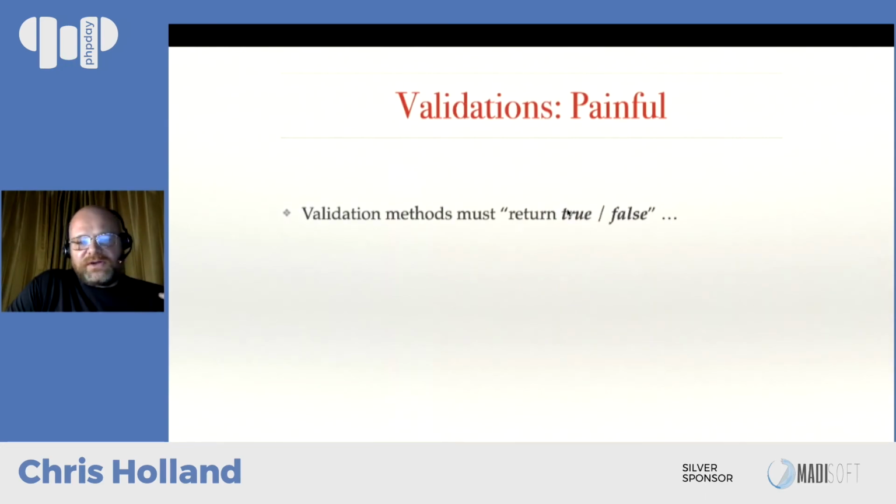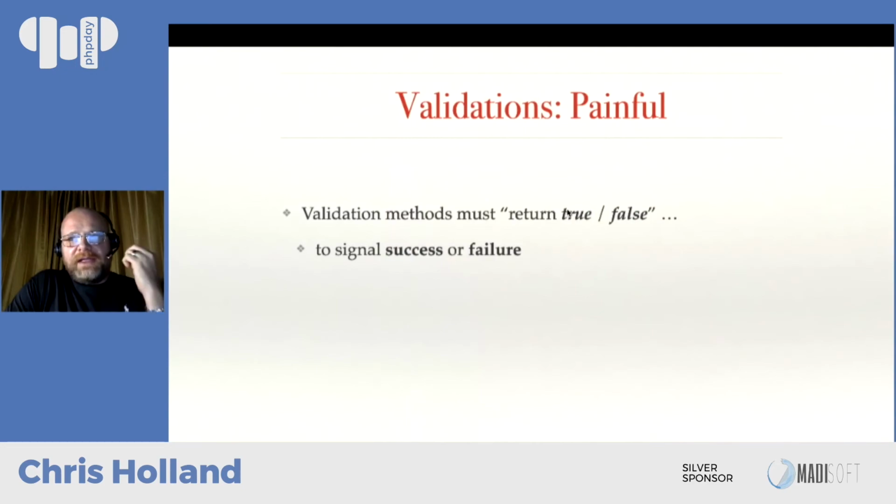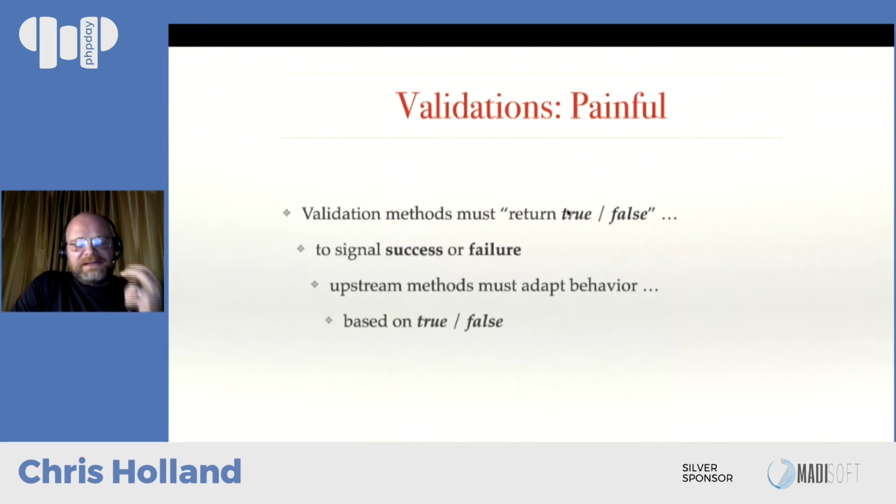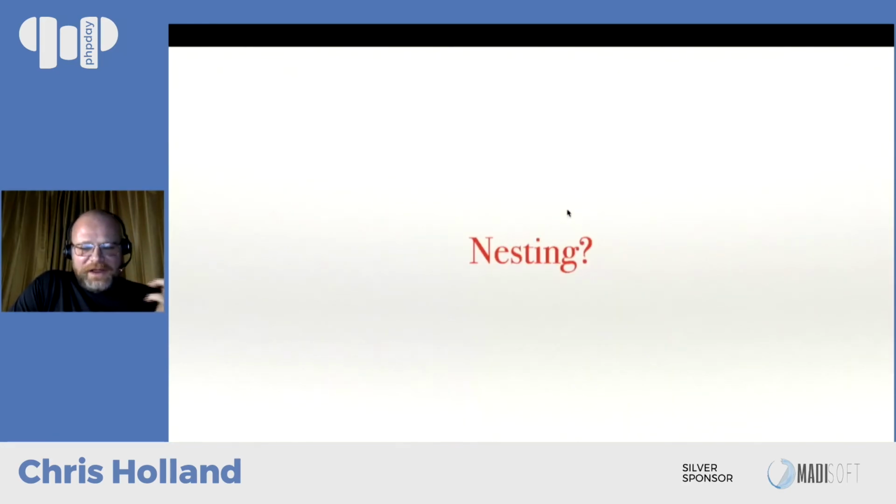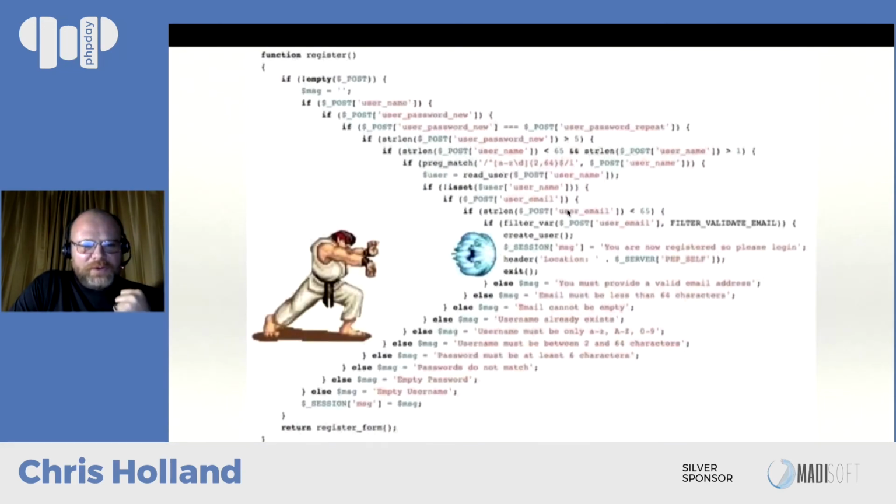So it works, right? But each one of those validation methods must return true or false to signal the success or failure to upstream, and then upstream methods must adapt their behavior based on this true or false signal. So now your code has more nesting. And when I think of nesting, I like to think of this really funny meme, but I feel this meme to the core, which is this Hadoken pattern, right? This is a code sample which checks a registration method, which checks that the username, the password new, and the repeat matches, right?